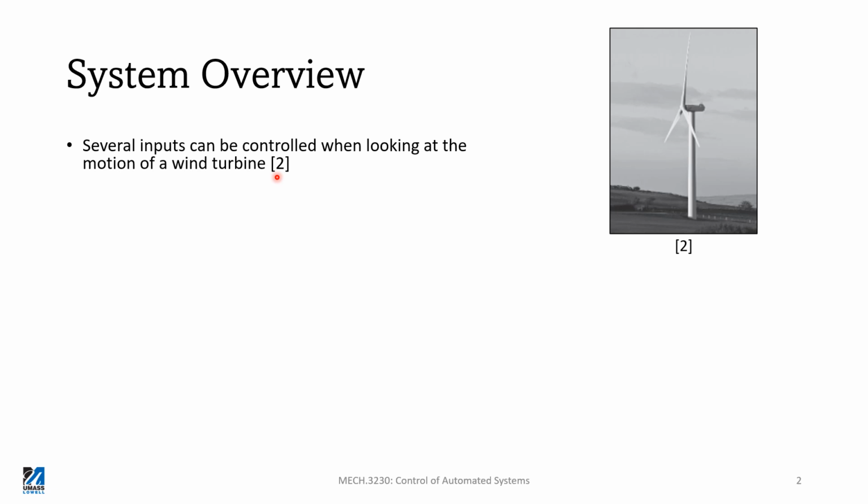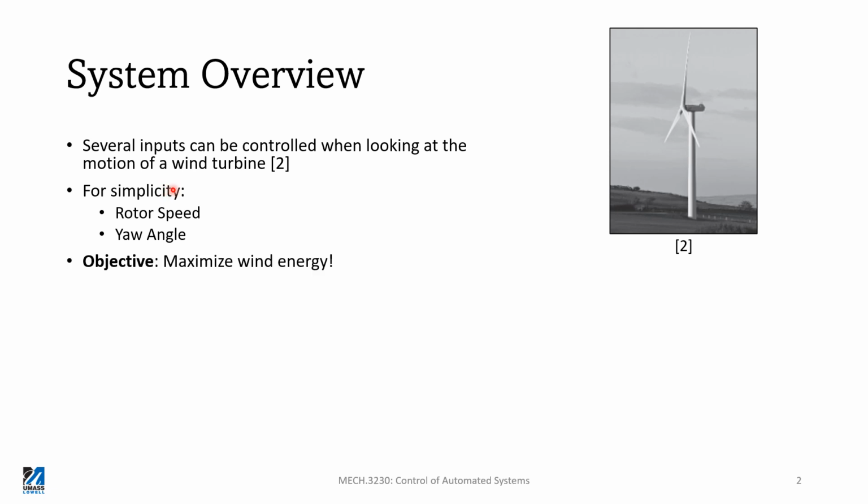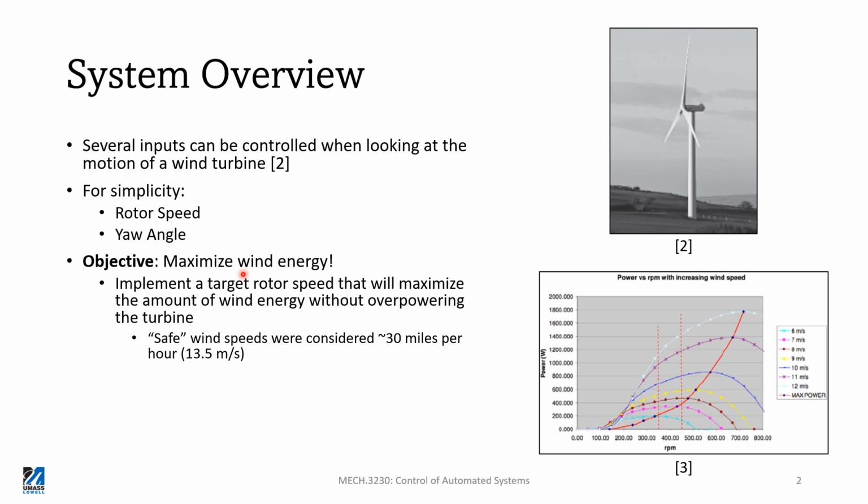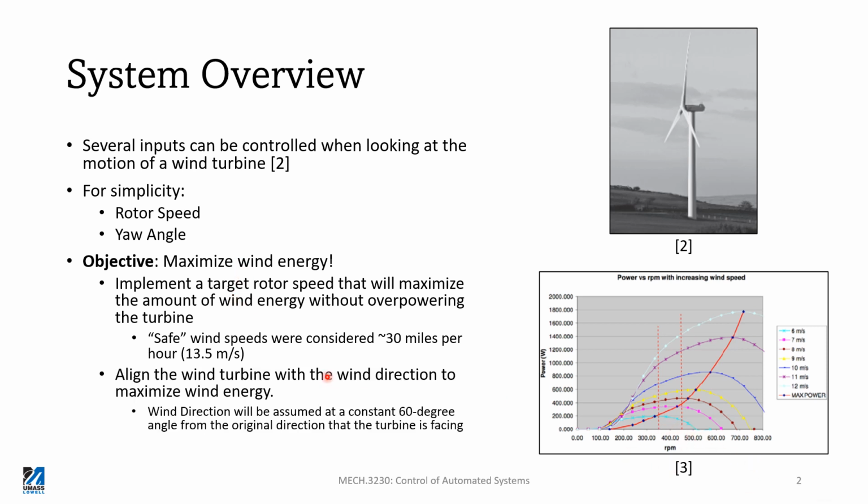Quick system overview. Several inputs can be controlled when looking at the motion of a wind turbine, but for simplicity, we're going to be looking at rotor speed and yaw angle. The main objective is to maximize wind energy based on these two parameters. By doing that, we want to implement a target rotor speed that will maximize the amount of wind energy without overpowering the turbine, so 400 RPM was selected.